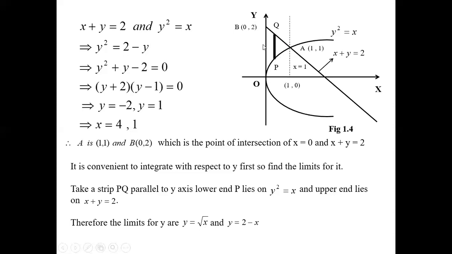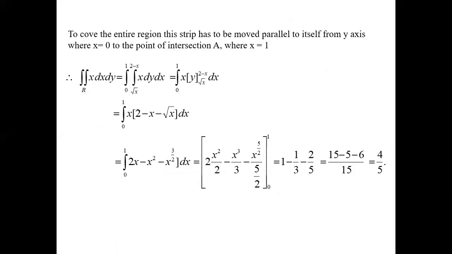Now, to cover this entire region, we have to start from the y-axis, where x is equal to 0, to the point of intersection A, that is x is equal to 1. So to cover the entire region, this strip has to be moved parallel to itself from the y-axis, where x is equal to 0, to the point of intersection A, where x is equal to 1. Therefore, the double integral of x dx dy is equal to the integration from 0 to 1, root x to 2 minus x, dy dx. So you are integrating first with respect to y.